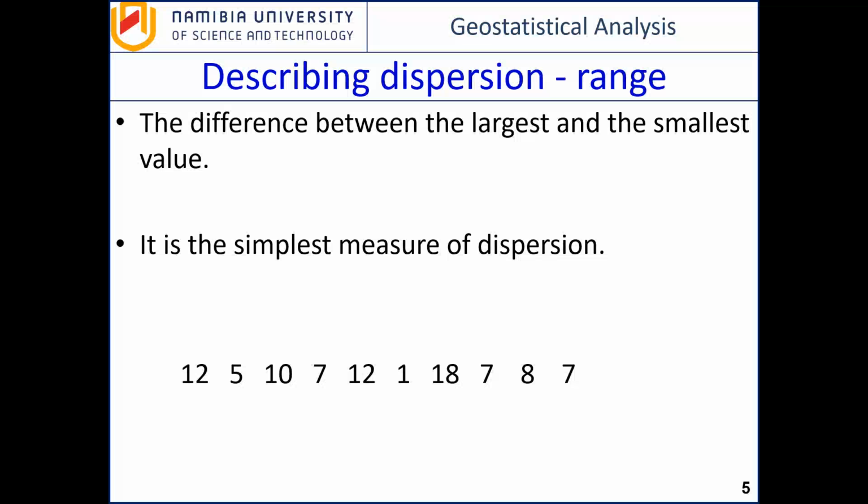So what is the maximum among these numbers? 12, 5, 10, 7, 12, 1, 18, 7, 8, 7, 18. What is the minimum? 5. 18 minus 5, 13. This is the range.